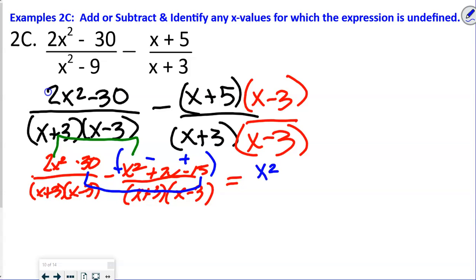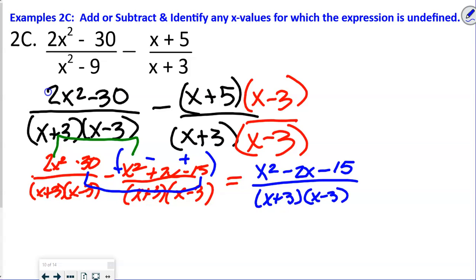I've got a negative 2x. I don't have an x on the left, and then I've got the negative 30 and then positive 15, so that's going to be minus 15. And that's all going to be over still our x plus 3 and our x minus 3.